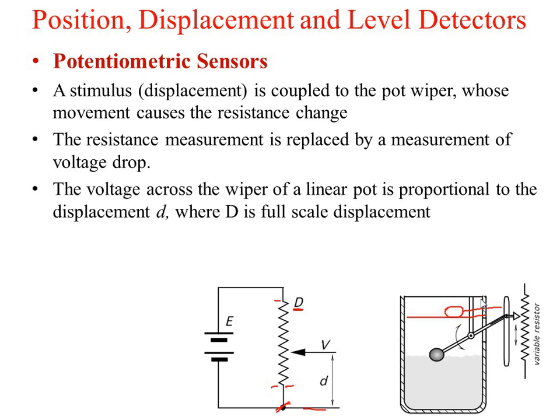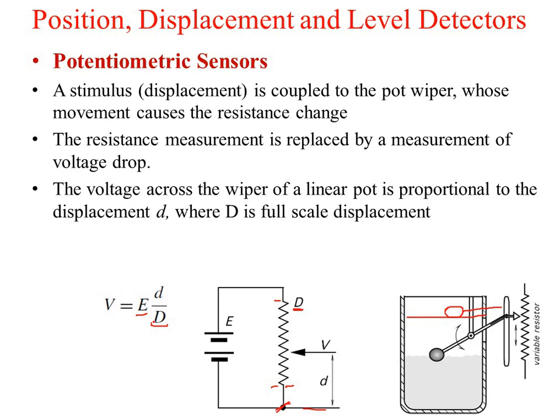So how are you going to measure the voltage? You can measure the voltage using this equation: V is equal to E into d by D. So V is directly proportional to d, because you can see that E is constant. E is the battery voltage, you have to maintain it constant, and if you don't maintain it constant, obviously it is going to change your output voltage. So we'll assume that E is constant. Now D, the maximum displacement, is again constant.